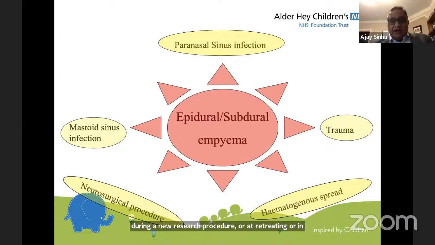And spread of infection can lead to development of a collection of pus. If it is in the subdural space or the epidural space, it is called an epidural or subdural empyema. Or if it inoculates in the brain and develops cerebritis and progresses onto an abscess, then we get what we call a brain abscess.